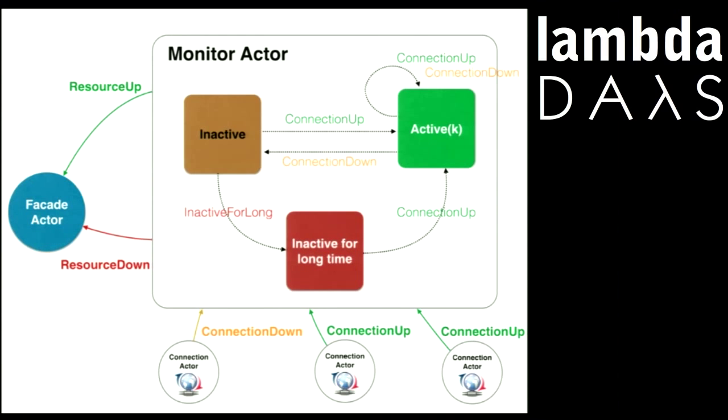Because it was down for too long, we waited for a moment for the connections to come up, but now there is a little crisis here. So I better tell the facade actor so it can react accordingly. And obviously when we get connection up from connection actor, we go back to active 1 state and we send a message, resources out.